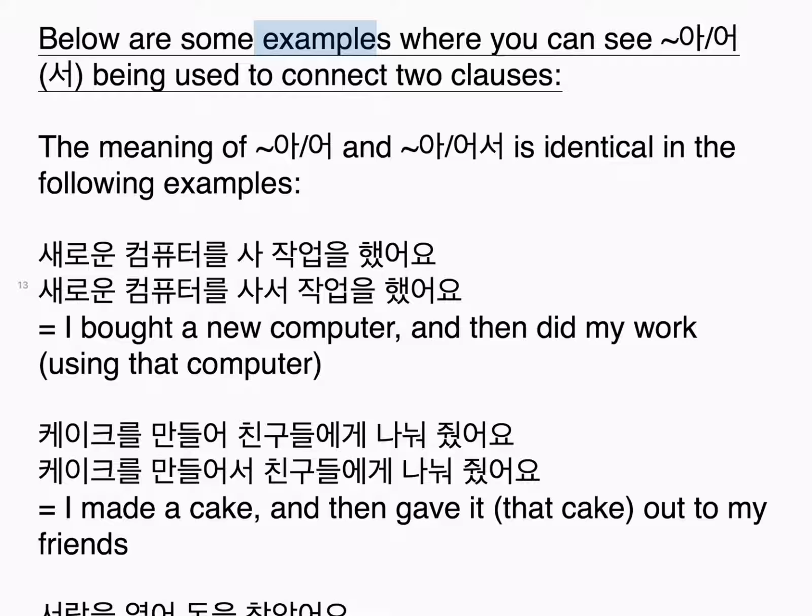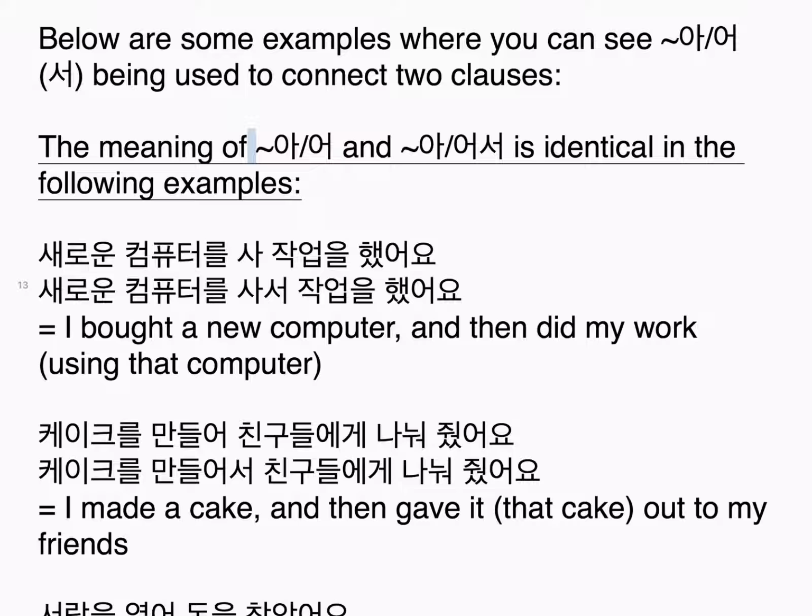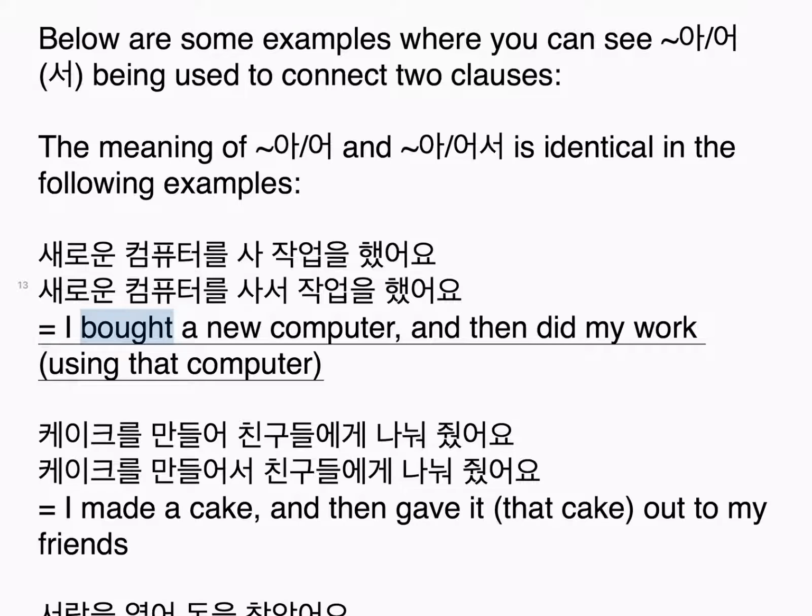Below are some examples where you can see 어서 being used to connect two clauses. The meaning of the two forms is identical in the following examples. 새로운 컴퓨터를 사 작업을 했어요. 새로운 컴퓨터를 사서 작업을 했어요. I bought a new computer, and then did my work, using that computer.